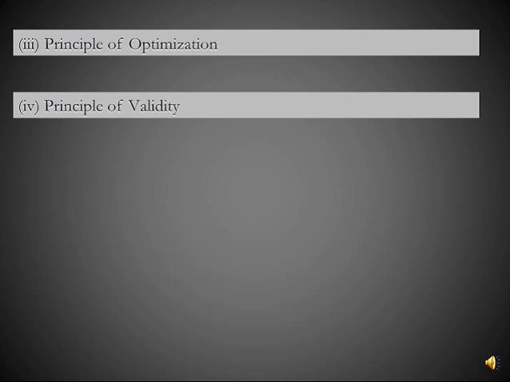Fourth one, we have the principle of validity. The principle of validity states that the sampling design is valid only if it is possible to obtain valid estimates and valid tests about population parameters. Only a probability sampling ensures this validity.